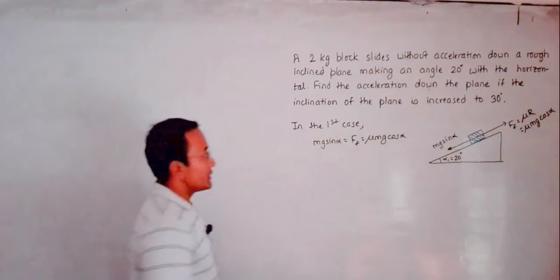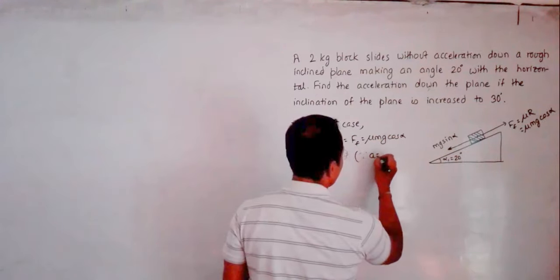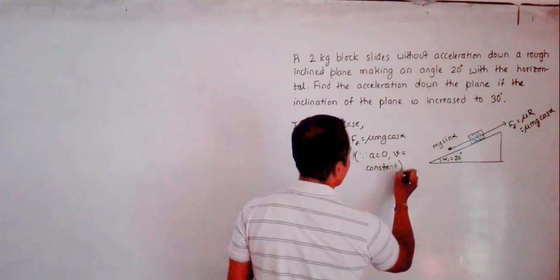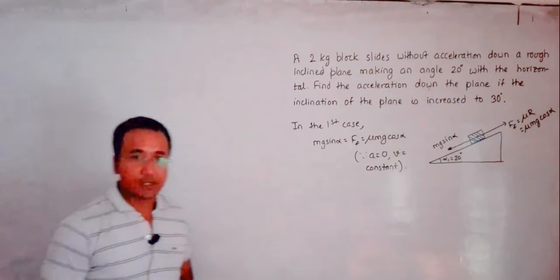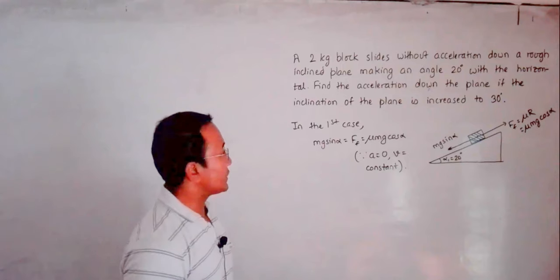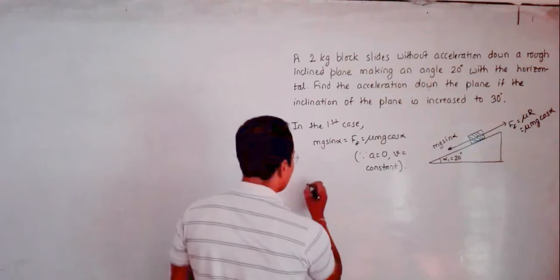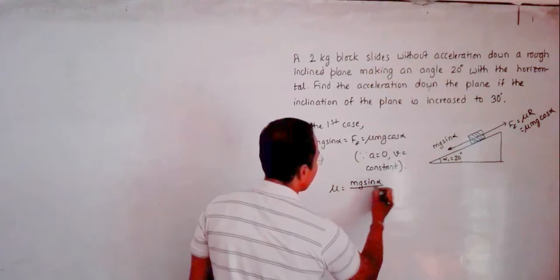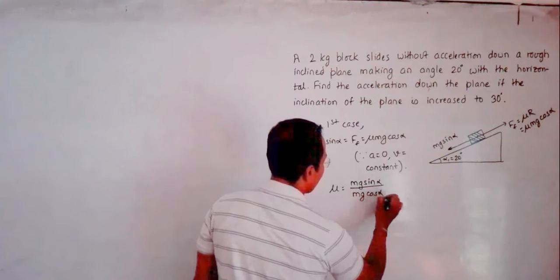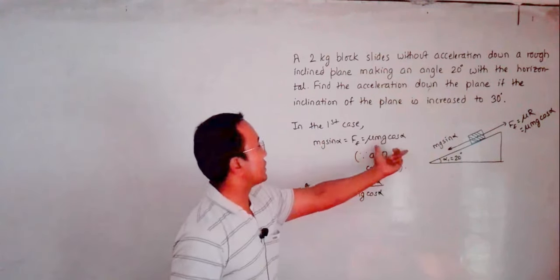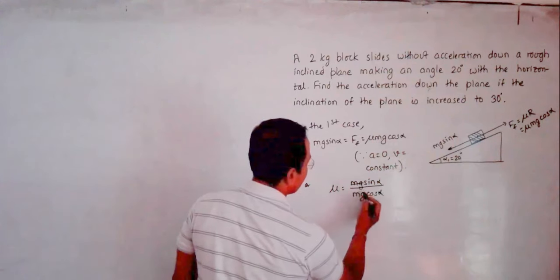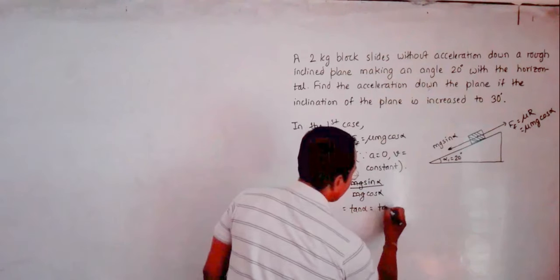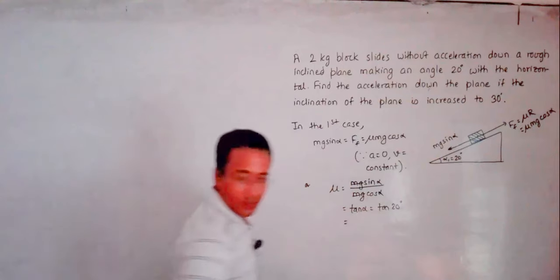So why is that so? Because a equals 0, or I can say v equals constant. From this expression we will be able to find the value of the frictional coefficient mu. So mu is equal to mg sine alpha divided by mg cos alpha. This whole term will come here, and mg cancels, so it is equal to tan alpha, equal to tan 20 degrees.